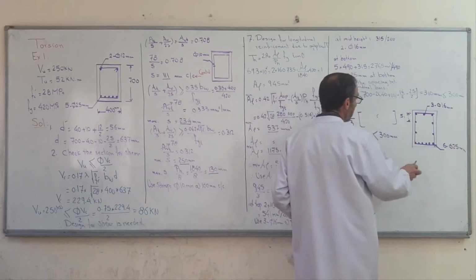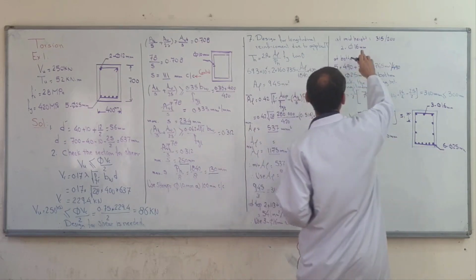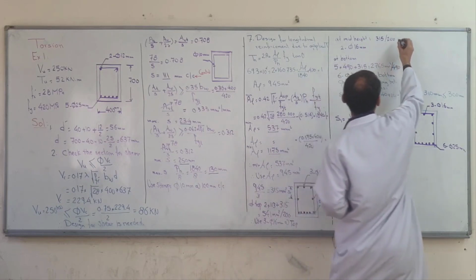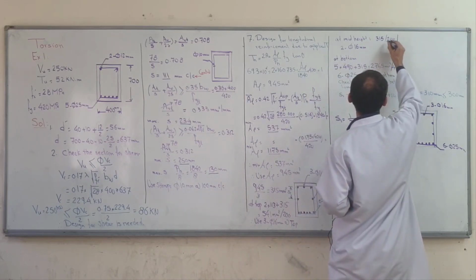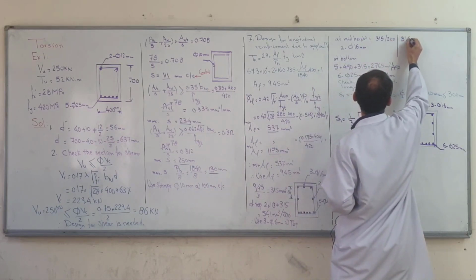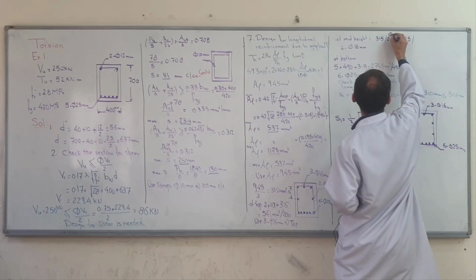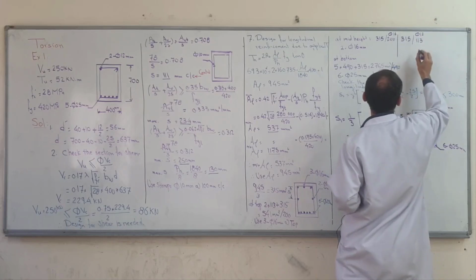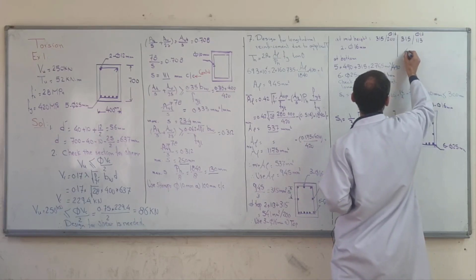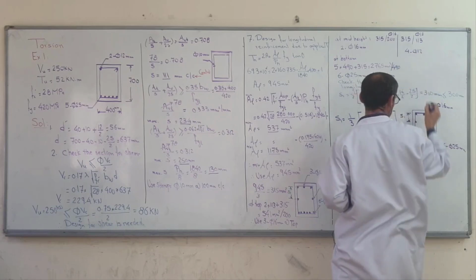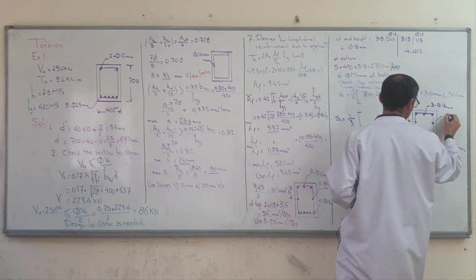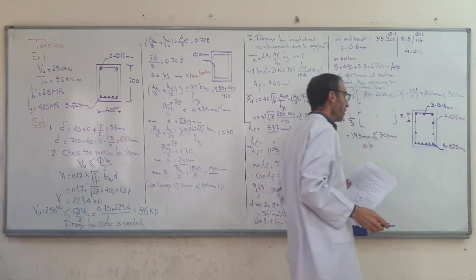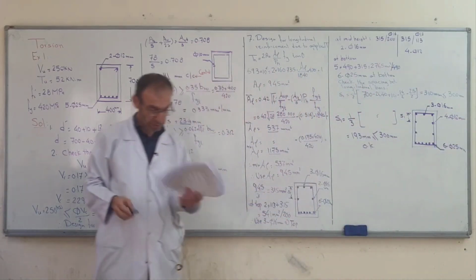Here at mid height it's required 315 millimeter square. Therefore I revise the calculation: 315 divided by 113 for Φ12 is equal to 4, so 4 Φ12 millimeters is required here.